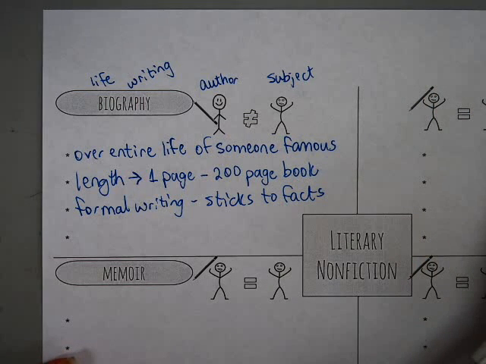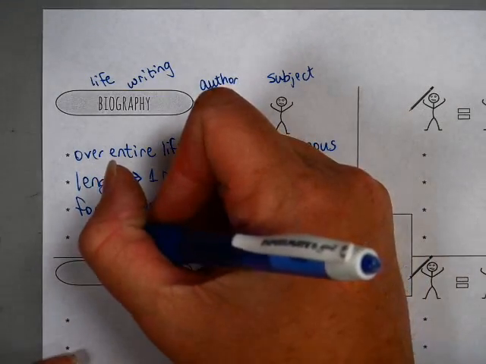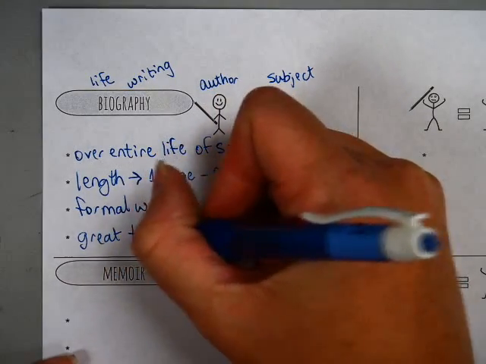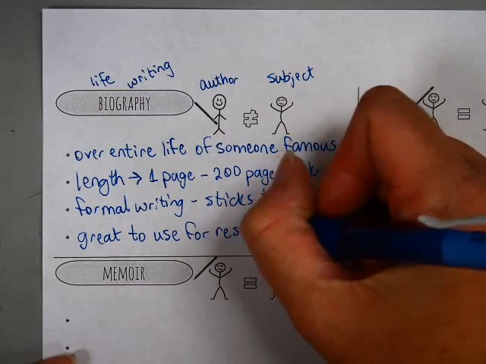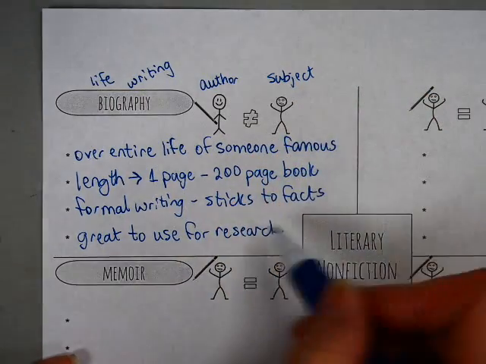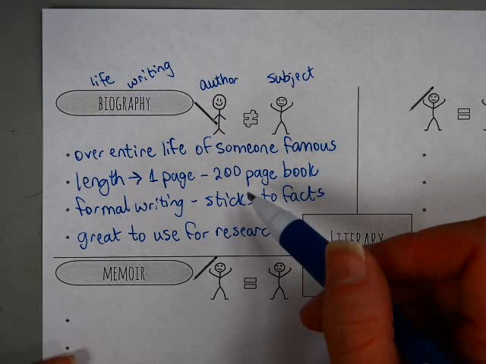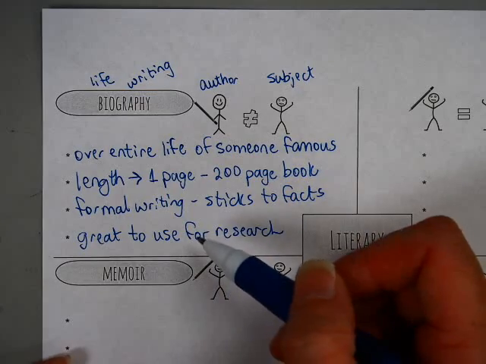If you are trying to do research and you want to find out some information about someone, a biography is a great thing to use in your research. So as far as reading goes, it is great for research purposes. That's because, again, it sticks to the facts. The person who wrote this has done their research, they've done their homework, they've found out everything that they can, so you can pretty much trust that this is a credible source of information.